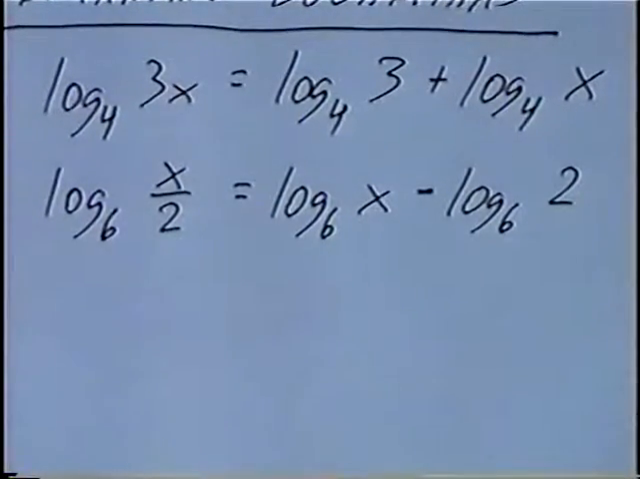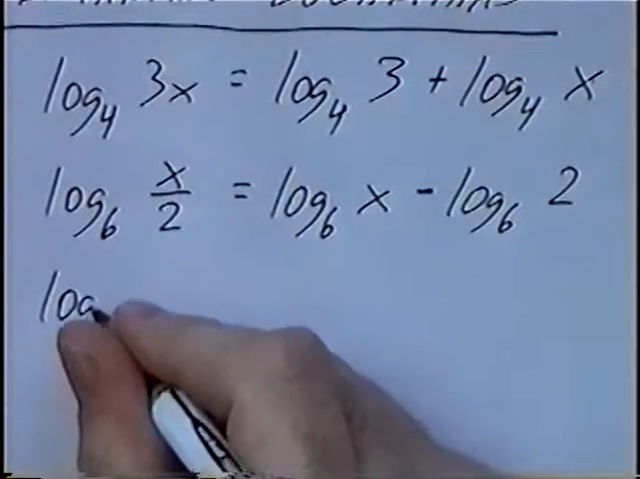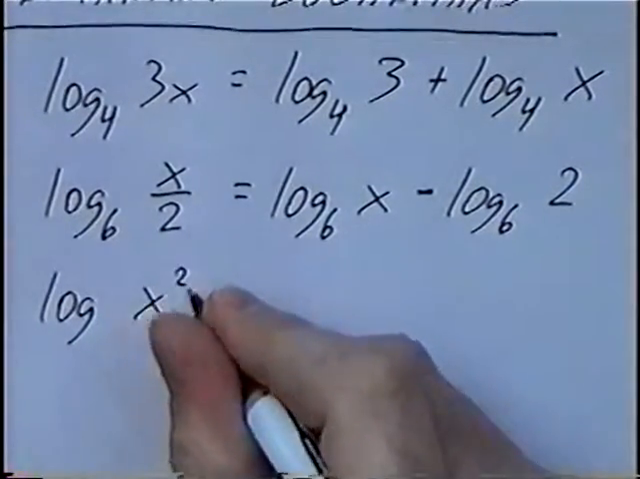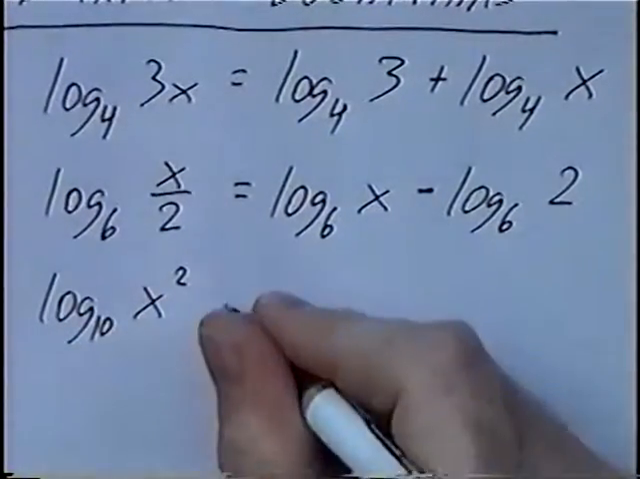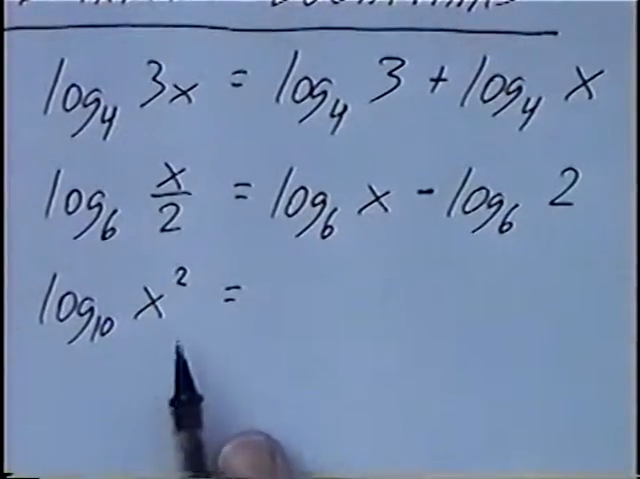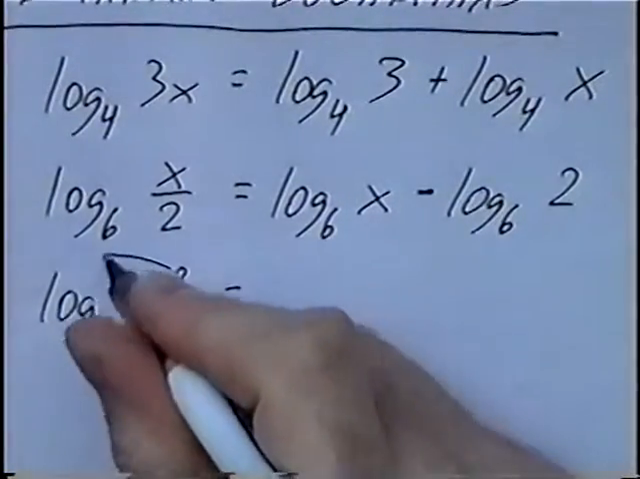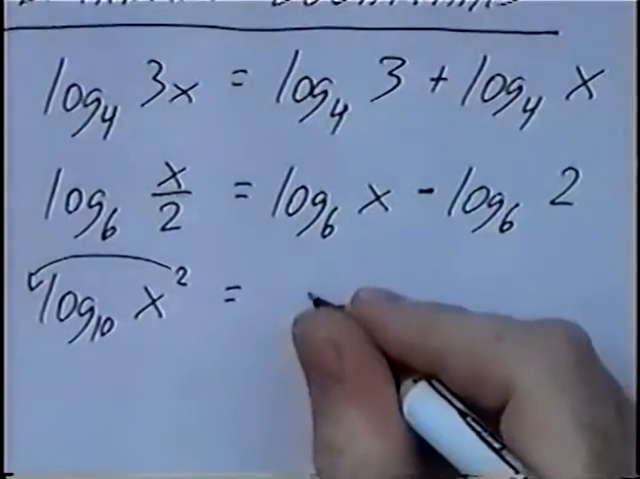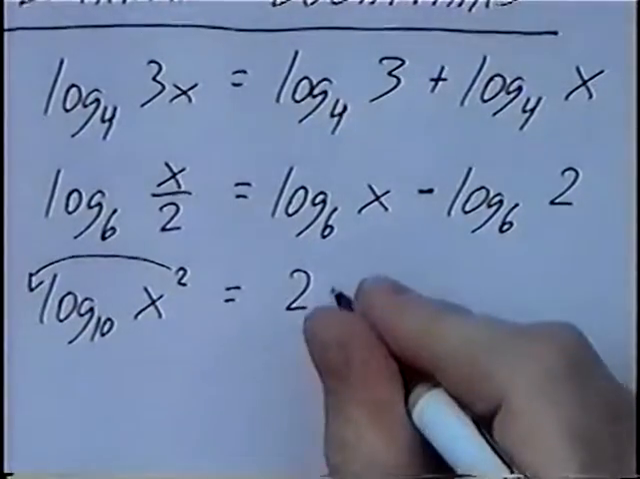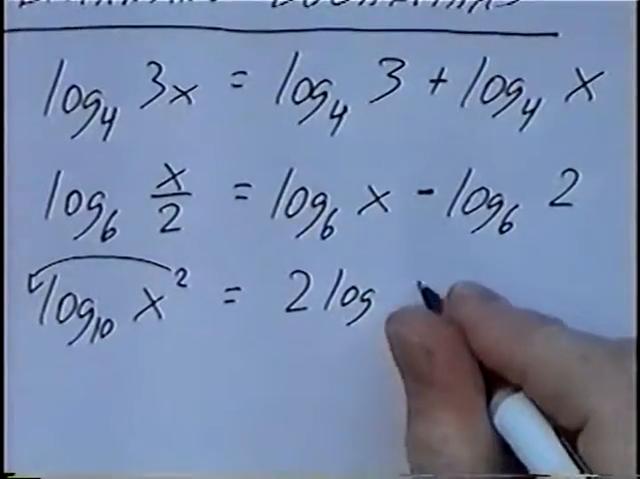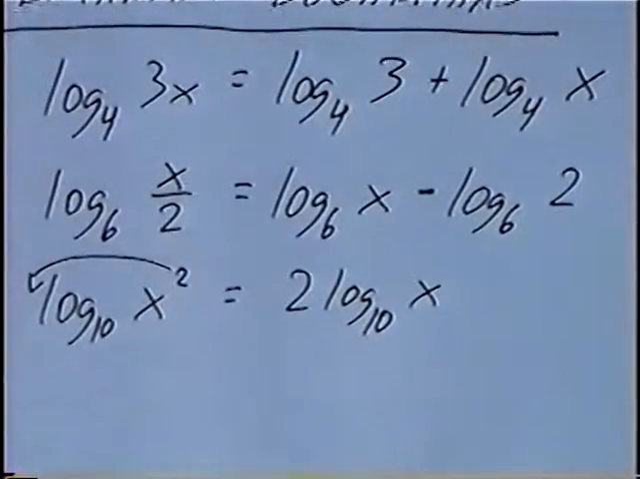And last question for the section, log x squared with the base 10. If we have exponents, again this exponent we can move to the outside, multiplying by 2 times the log of x base 10.